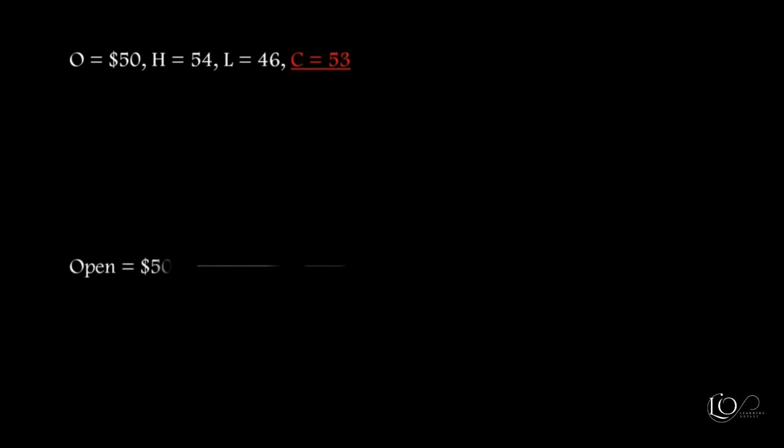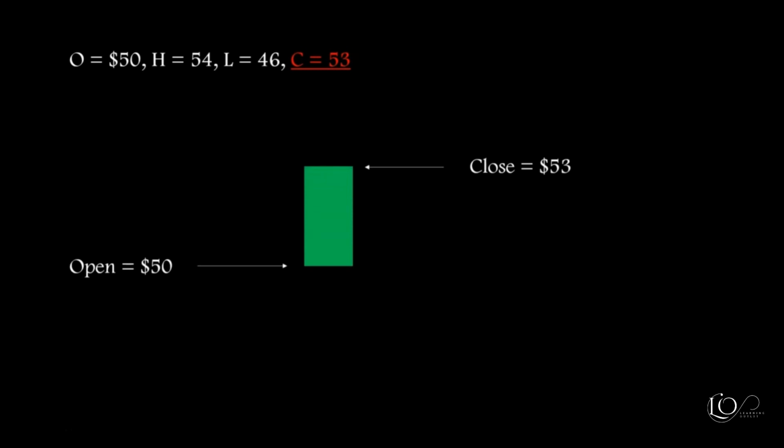Let's say that the opening price is 50 and we can mark it right here. The closing price has to be slightly larger and will be placed above. If the closing price is right about here, the difference between these two is called the body. This is the body of the candlestick. And since price has gone up, we're going to color it in green.